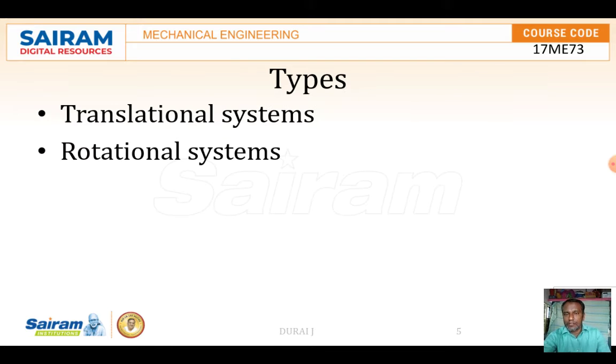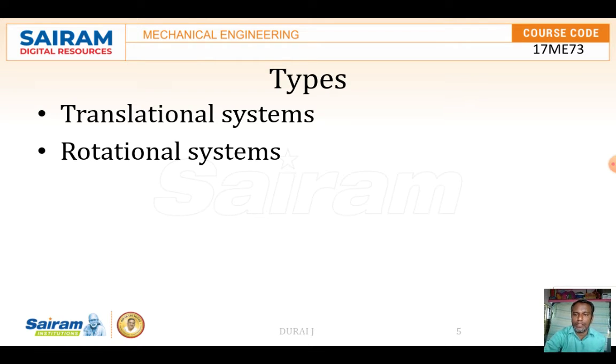Okay, then comes the types of mechanical systems. The mechanical system has two types. One is the translational system, the second one is the rotational system. First we are going to discuss the translational system. Normally the translational system involves translatory motion. That means it moves along straight lines, or linear movement. Okay, that is called a translational system.